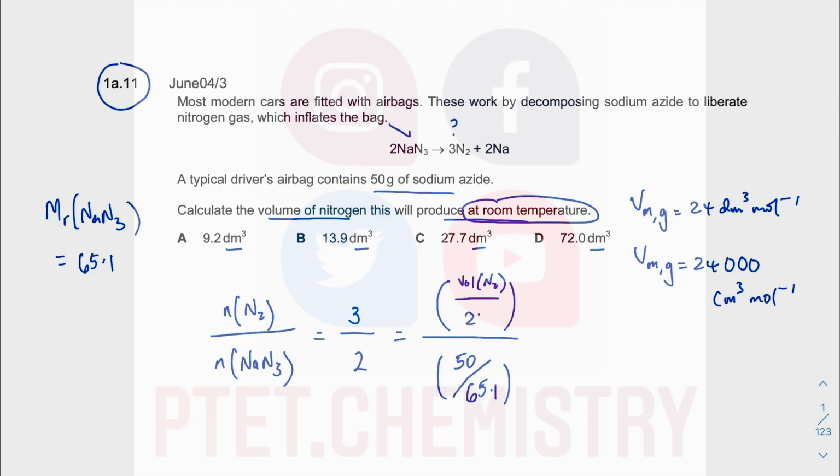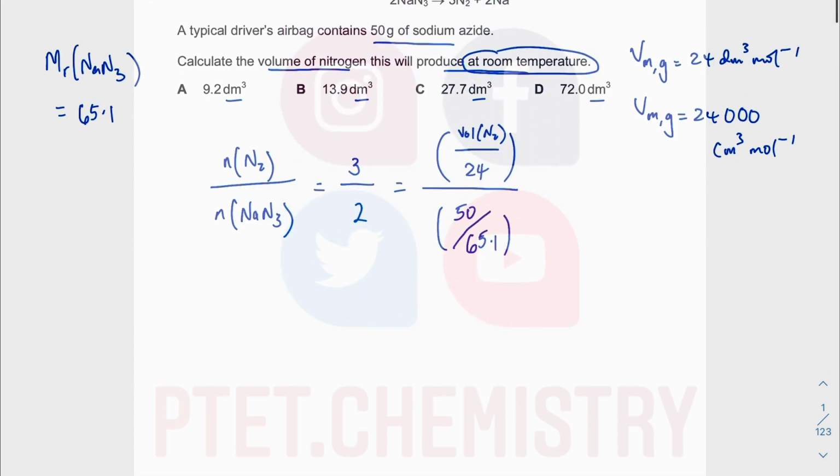So I'll put 24. By using 24 here, it means that the volume of nitrogen here has to be in dm³. When you have dm³ divided by dm³ per mole, you're going to get moles of nitrogen. So my units balance out, and it's still the actual moles of nitrogen produced, the actual moles of sodium azide reacted. Next bit is just about rearranging your equation.